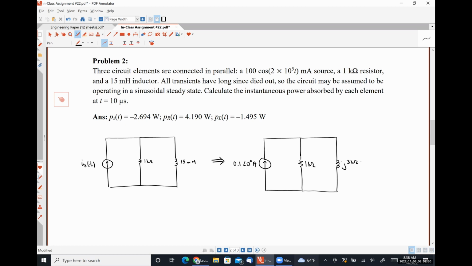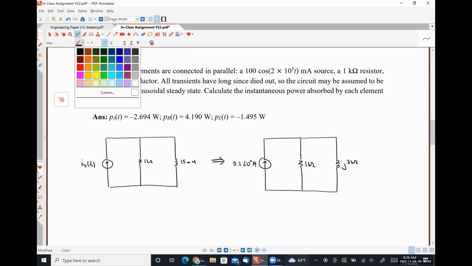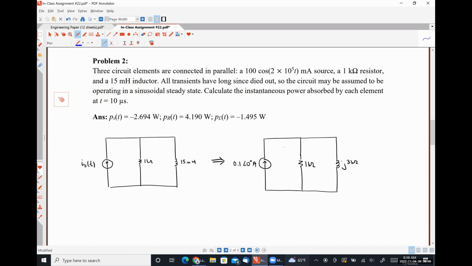Okay, so this is our circuit, and we want the instantaneous power absorbed by each element. So I am going to define phasor voltage V. Okay. Positive polarity on top, negative polarity on bottom. I think I'm about to sneeze, so give me just a moment to either get over it or sneeze. Okay, I think it's passed.